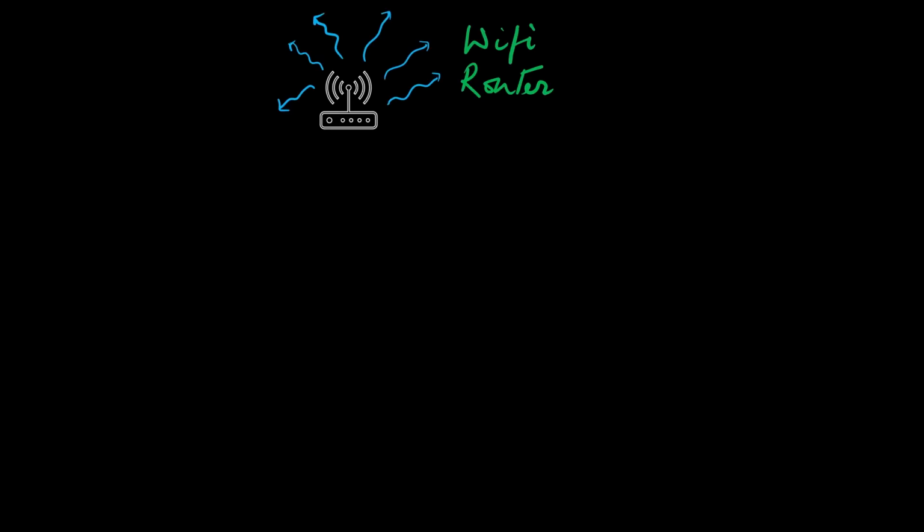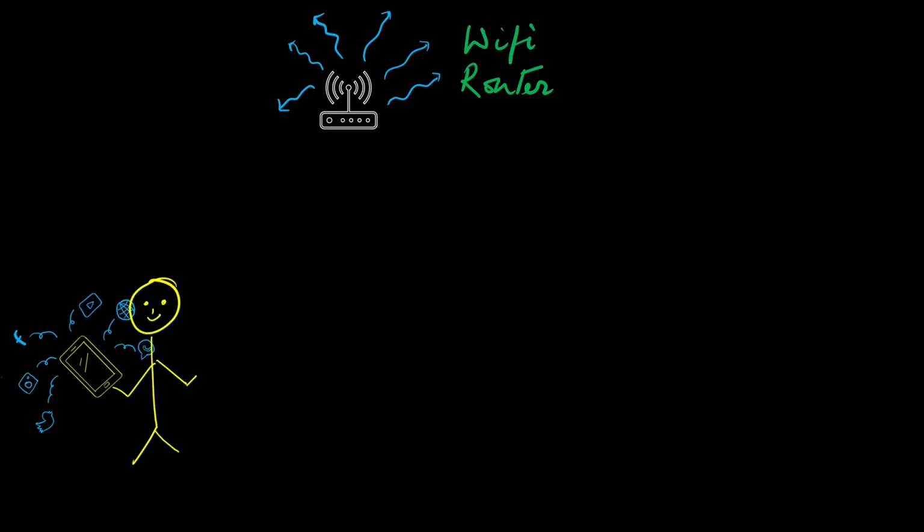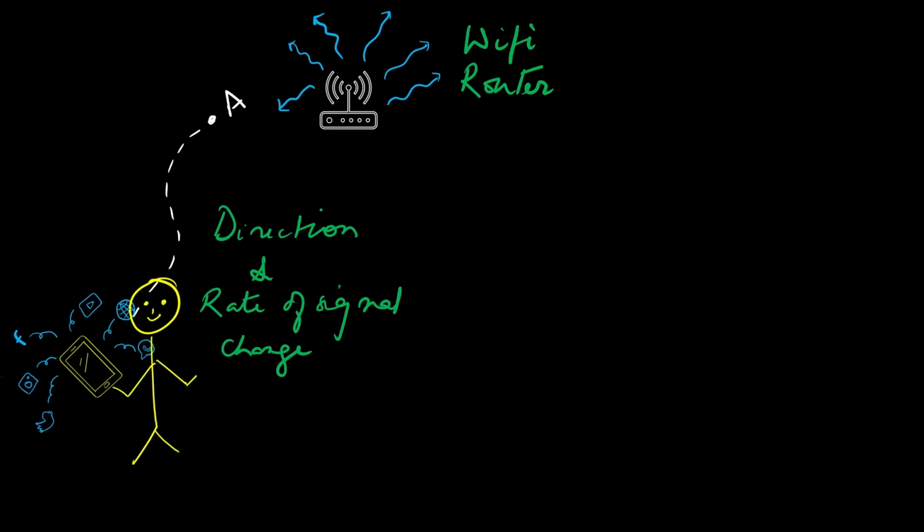Before discussing the relation between electric field and electric potential, first let us try to understand what these quantities are. Suppose you have a Wi-Fi router at your home and you are at a position P using your phone. For some reason, you want to change your location from point P to point A. Then when you change your position, two factors will come into play. One is the direction of your movement. Another one is the rate of change of signal with respect to the distance from the Wi-Fi router.